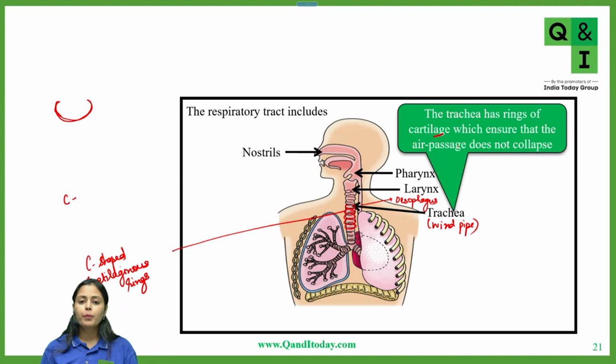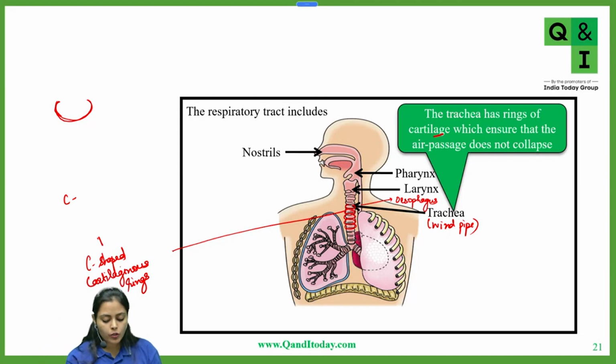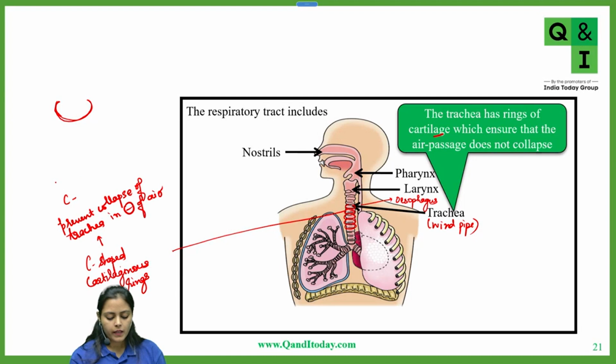Now, what's the purpose of these rings? What happens in absence of air? If you have stopped your breathing for a certain time, then in the absence of air, your windpipe can collapse. To maintain the structure of the windpipe intact, even in the absence of air, there are C-shaped cartilaginous rings present. So they will prevent collapse of the trachea in absence of air.